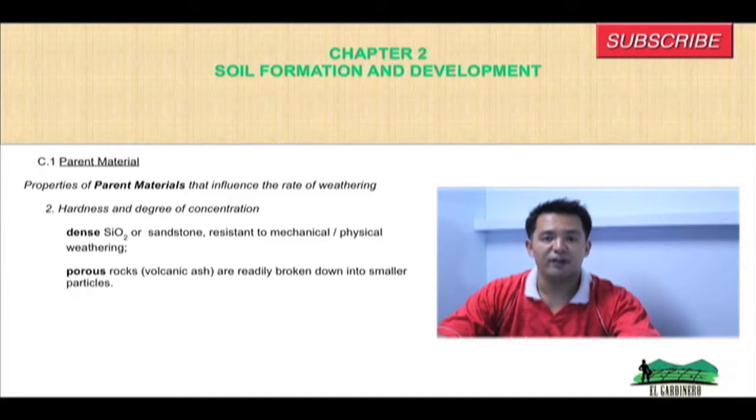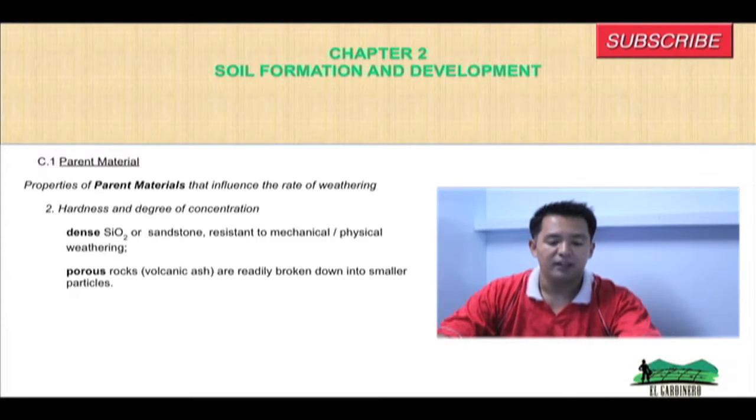Hardness of the rock will influence the rate by which the rock weathers. Rocks that are not hard will be easily weathered and will result to the secondary minerals. But persistent rocks, or rocks that are persistent to weathering, will contribute to the sand fractions in our soil.